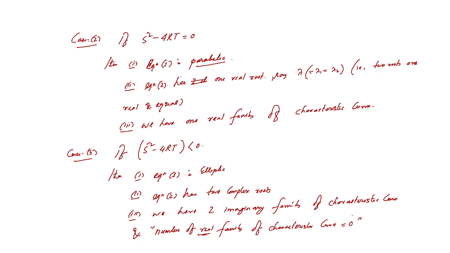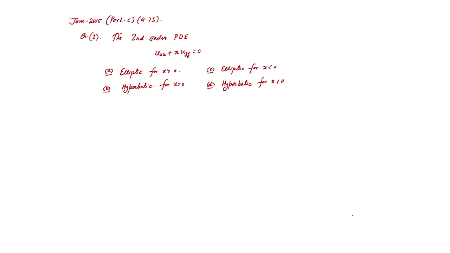Okay, so now we'll come to one important problem. The problem was given in the CSIR NET examination June 2015, Part C. We are given a second order semilinear PDE. We need to consider the options: elliptic for x greater than 0, hyperbolic, elliptic, and hyperbolic for x. So now the thing is how to solve this kind of problem. This kind of problem is very easy and will take just a few minutes to solve.